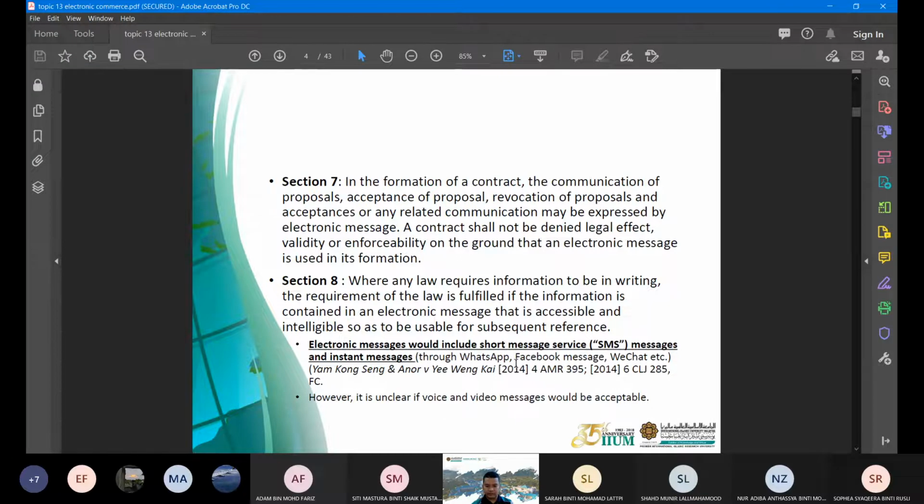But section 8 is expanding that interpretation. It is saying that if you use electronic message, including SMS, as decided in the case down here, Yam Kong, so it means that even if concluded through SMS or even WhatsApp, Facebook message, section 8 recognizes this as a contract in writing.